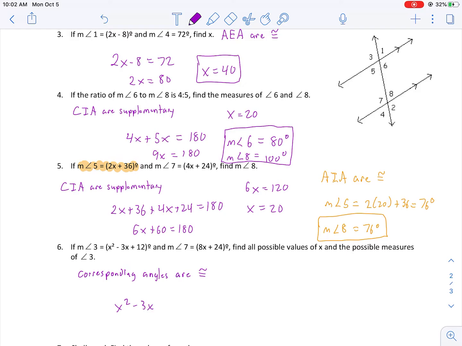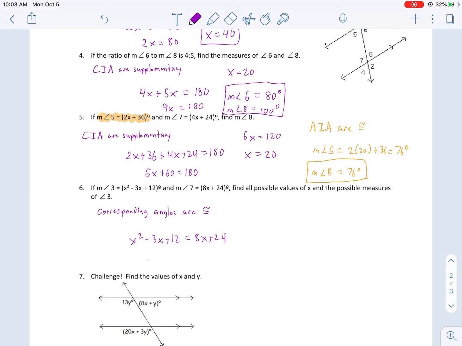So we know that x squared minus 3x plus 12 is equal to 8x plus 24. That'll give us x squared, so subtract 8x, and you get minus 11x, and subtract 24, and you get minus 12 equals 0. So we get x minus 12 times x plus 1 equals 0. So we get x equals 12 or x equals negative 1.